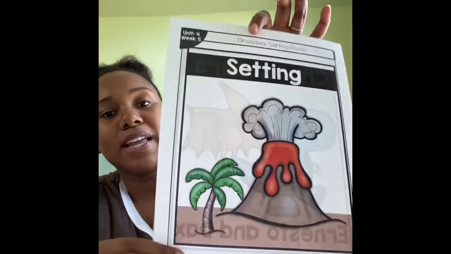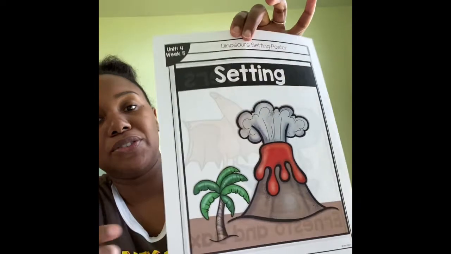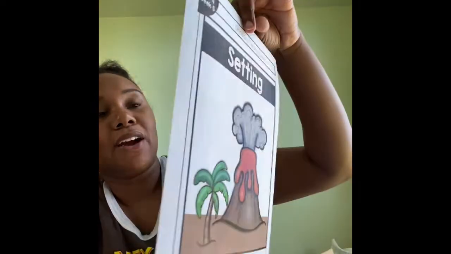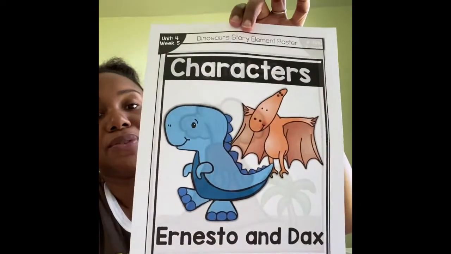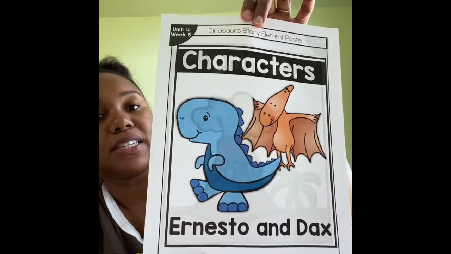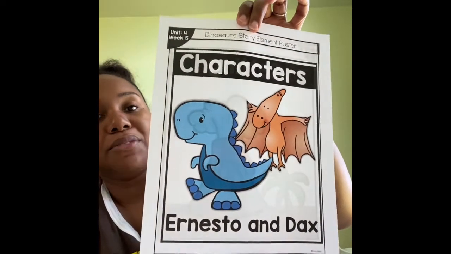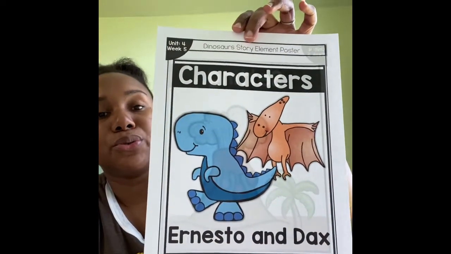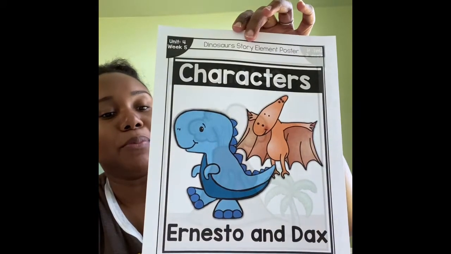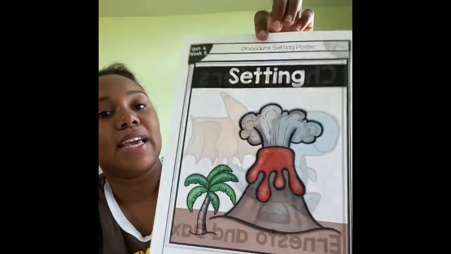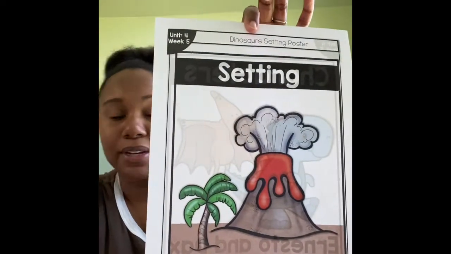Another thing I want to talk about is the setting and the characters in our story. So the setting is where the story happens. And as you can see, our story is happening somewhere around a volcano. And then our characters in the story, there's just two of them on this picture. There's one character, his name is Ernesto, and then the other character is Dax. And remember, the characters are the people in the story, the animals, the people, whoever is in the story. And then our setting is normally where the story is happening.